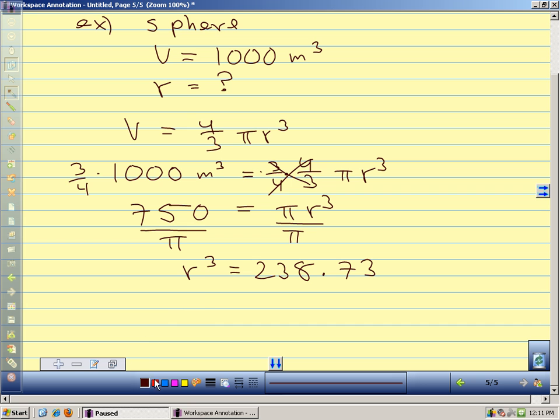Now undo this cubed. What do I have to do to undo this cubed? Cube root. So the cube root, if I plug this into my calculator, the cube root of 238.73, I get about 6.2 meters. So if my volume is 1,000 cubic meters, my radius is about 6.2 meters. And I found that by finding the cube root. Questions on that one?